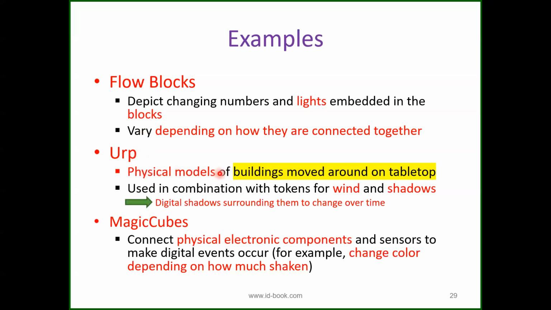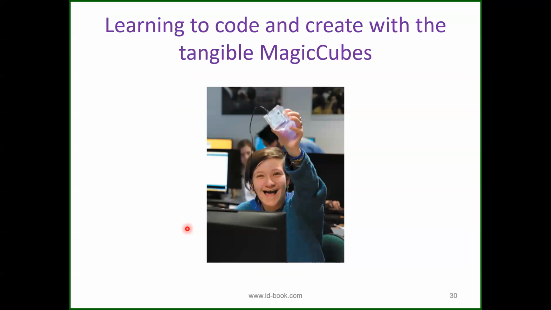ARP is like physical models of buildings moved around on a tabletop. It is used in combination with tokens of wind and shadows, with digital shadows surrounding them changing over time. So these are the examples.